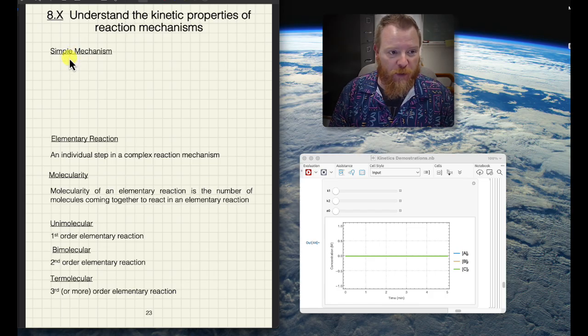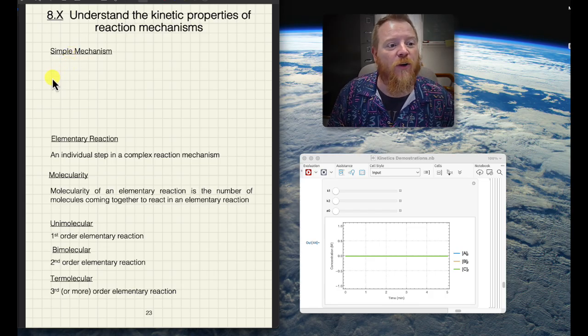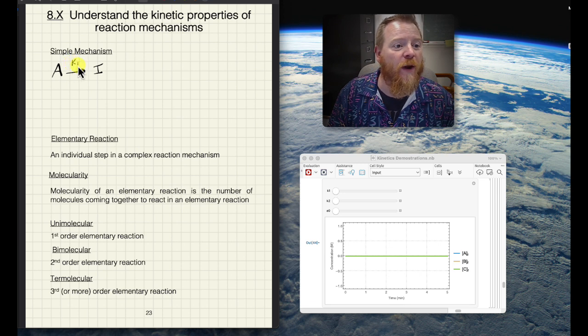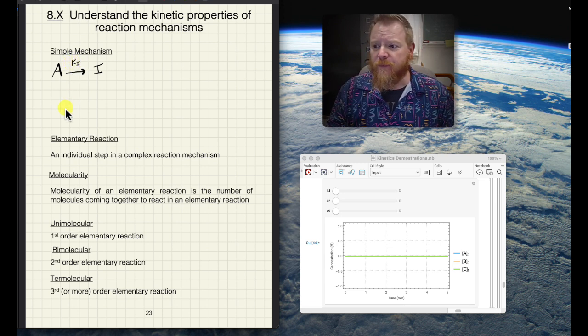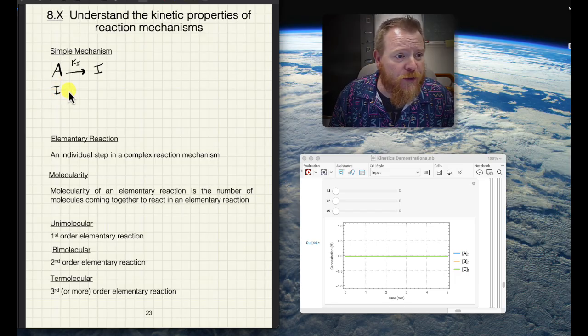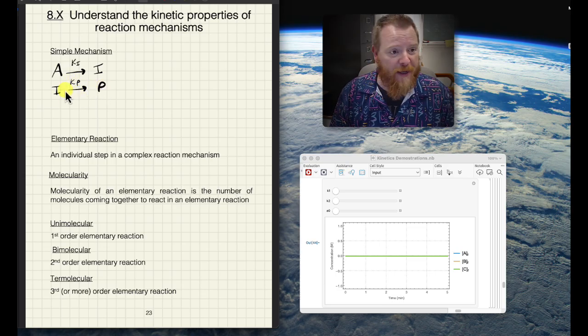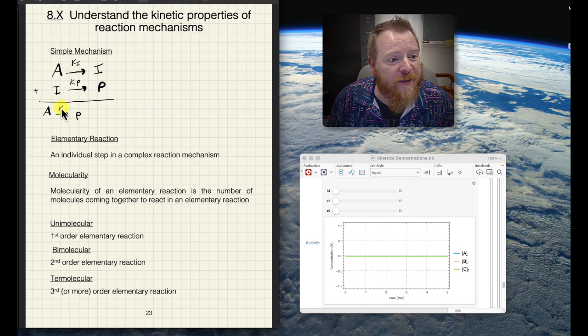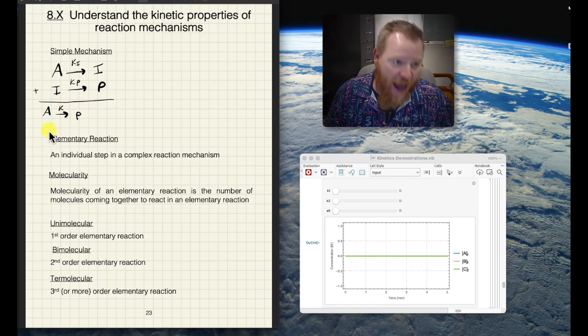So in this first mechanism we're going to look at, we're going to do this generically. We'll start with reactant A. And reactant A forms some intermediate I with rate constant Ki. After that, the intermediate is unstable, so it goes on to form our final product with rate constant Kp. And if we add up all of the steps in our mechanism, it looks like A just goes to product P occurring at some overall rate constant K.